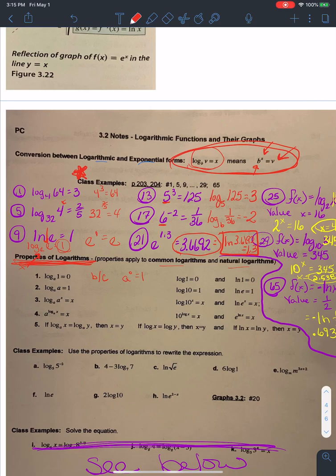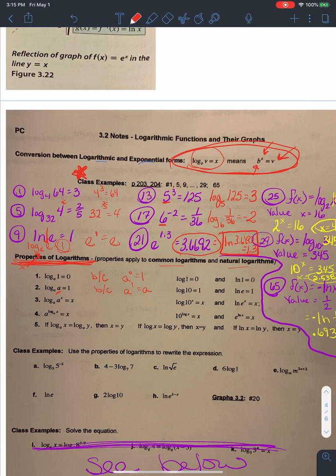Okay, property number 2. They're saying if you have log base A of value A, where these two things are matching, it's going to equal 1. And that's because A to the first power is equal to A. So that's kind of like an identity property for powers.